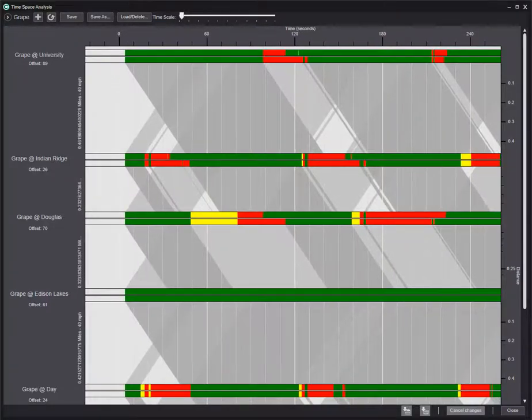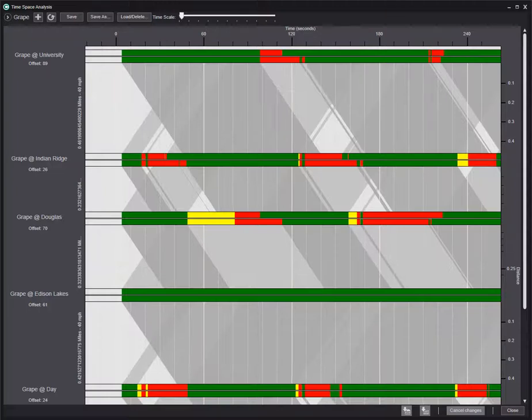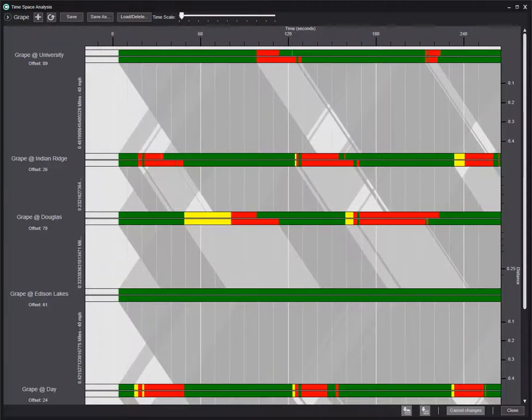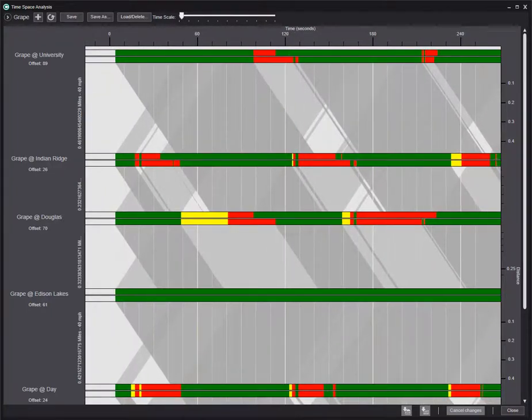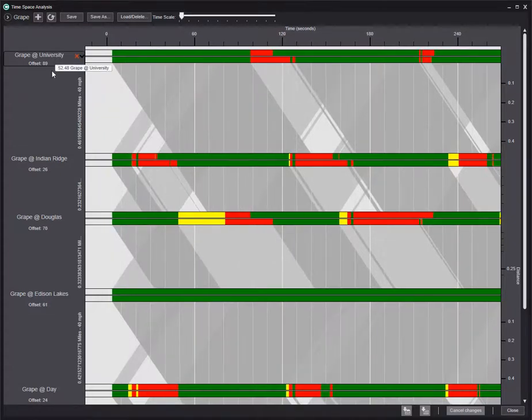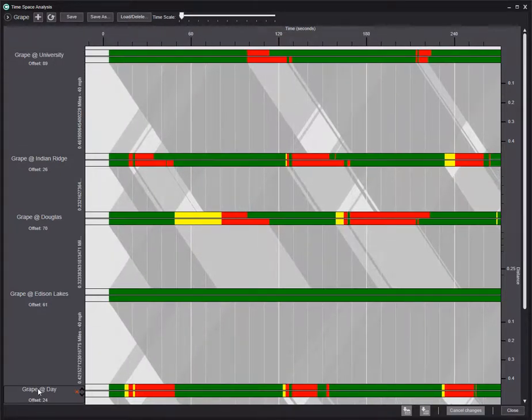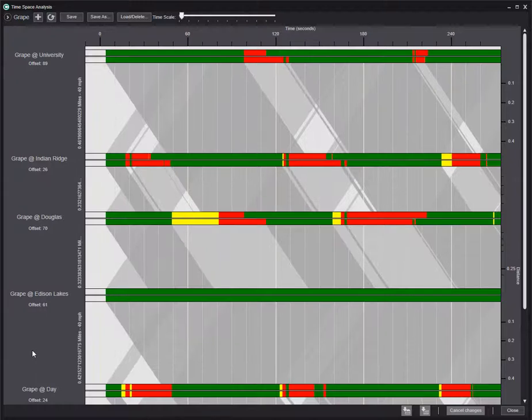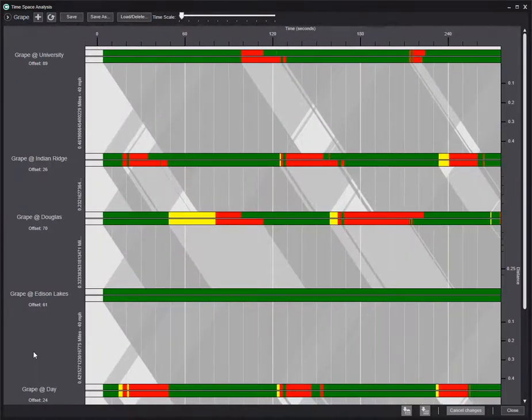Here's a real-time time-space analysis for a corridor in Mishawaka, Indiana. And this corridor has, we're only showing 5 of the traffic signals out there. So it starts at Grape University and drops down to Grape Day. And there's a few intersections south of this, but they don't fit on the screen right now.